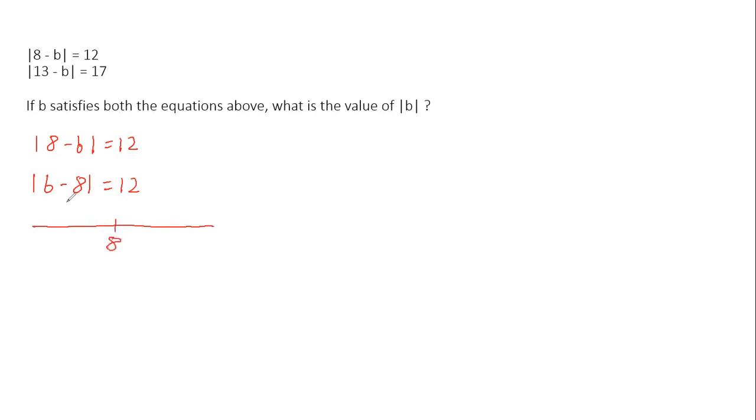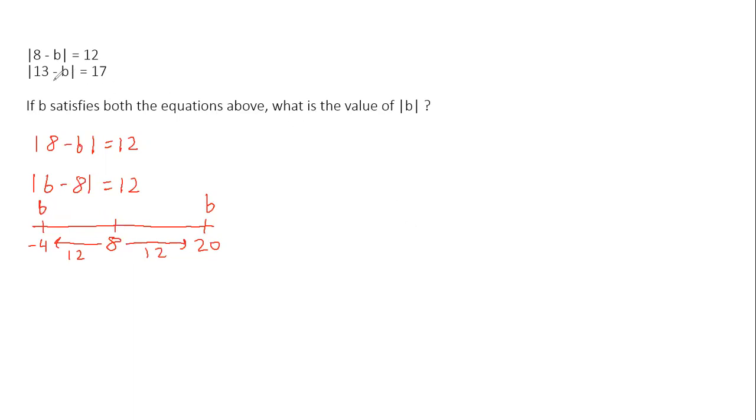The distance of b from 8 is 12. So if I go 12 points ahead here, I will reach 20. If I go 12 points behind, I will reach minus 4. So according to this equation, there are two possible values of b. B could be 20 and b could be minus 4.